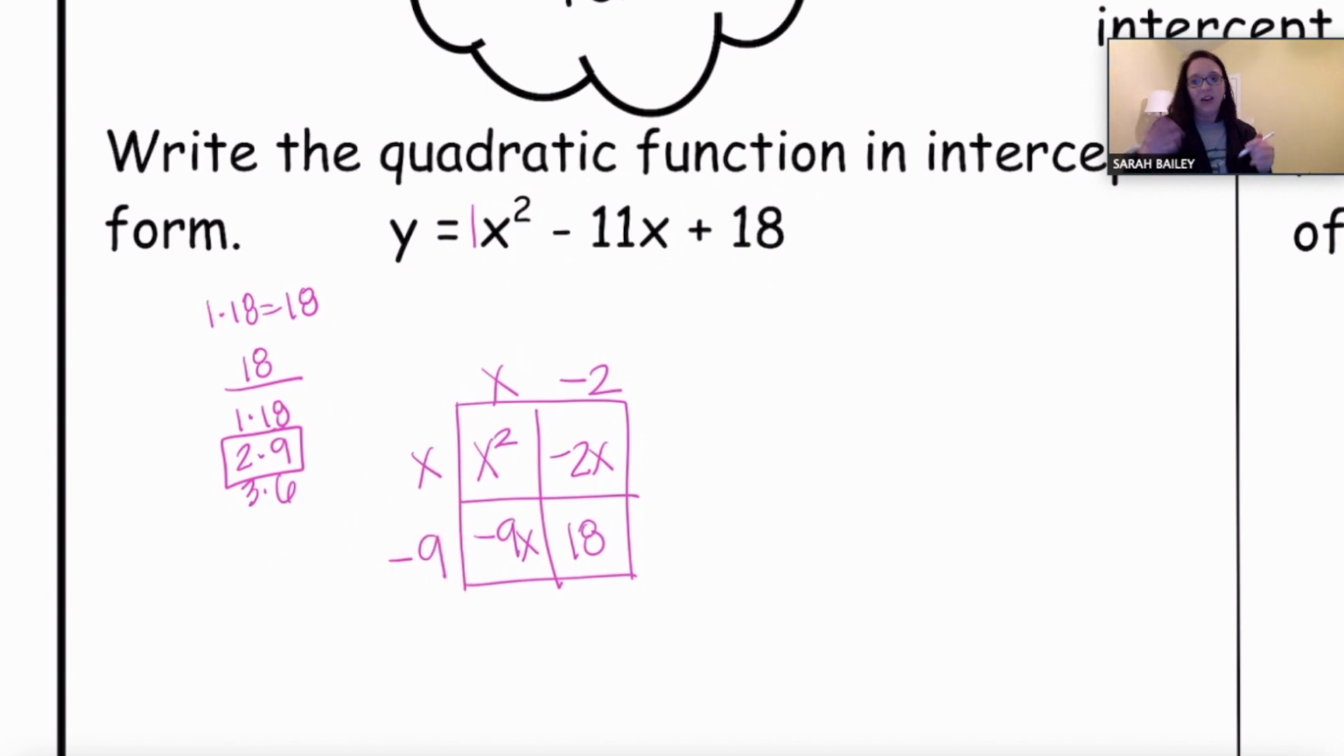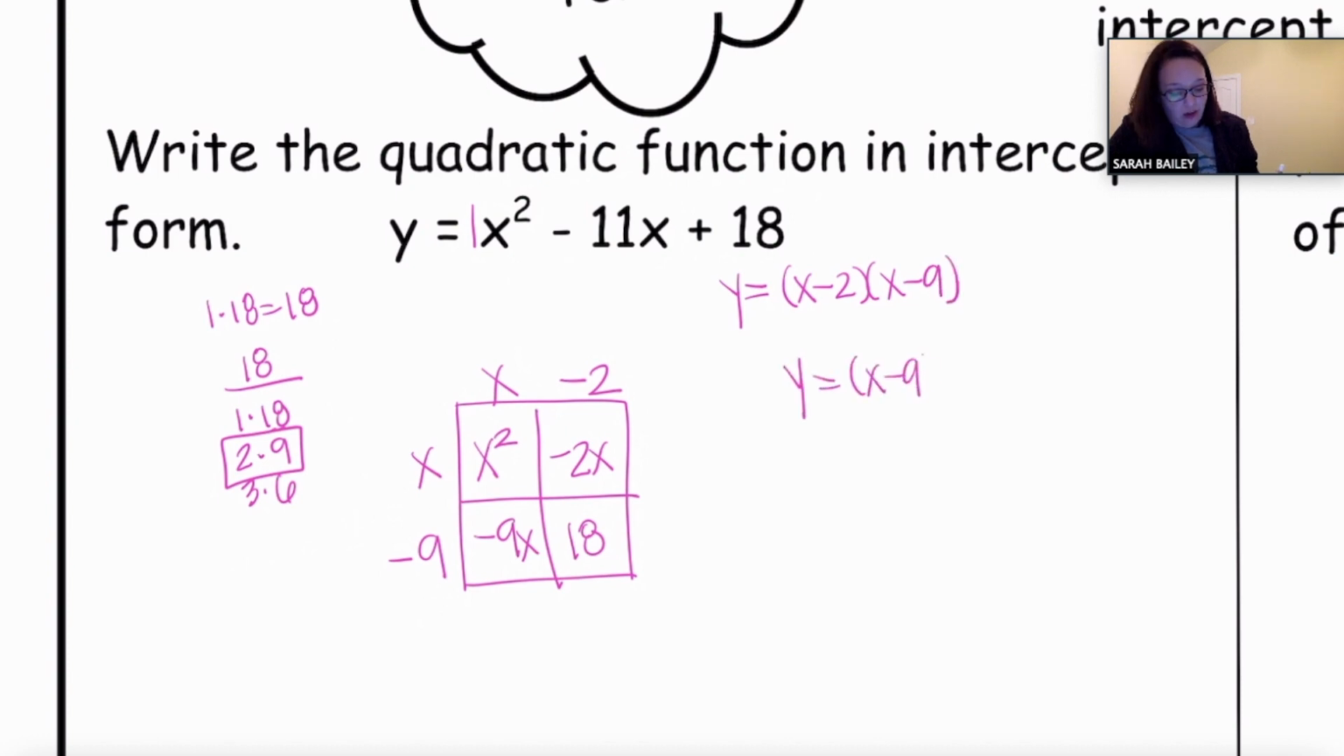I just need to write it down. So this is going to be y equals x minus 2 times x minus 9. If you wrote y equals x minus 9 times x minus 2, you'd still be correct. Either one of those would suffice. All right, so I'm just going to highlight that one, and I'll erase this one because I don't want you to be confused.